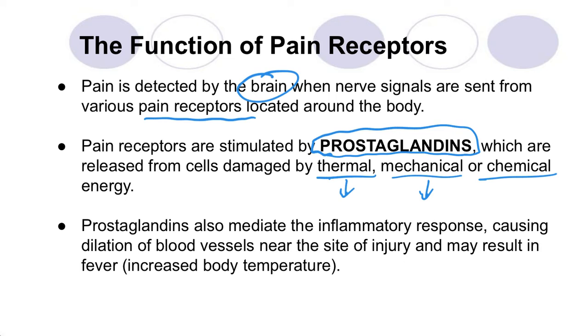It's actually quite a complicated process, but basically the prostaglandins mediate the inflammatory response. When they mediate that, it allows for dilation of the blood vessels near the site of injury, and can also result in a fever, increased body temperature, just to help mediate this inflammatory response.